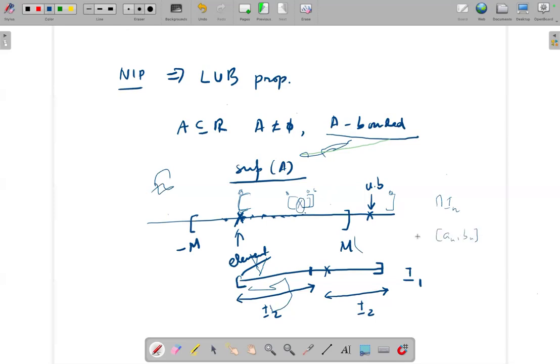If a is in the intersection of the In, a belongs to [an, bn]. a is greater than or equal to an, and a is less than or equal to bn. So this is the first understanding. What we claim is, a is the supremum.